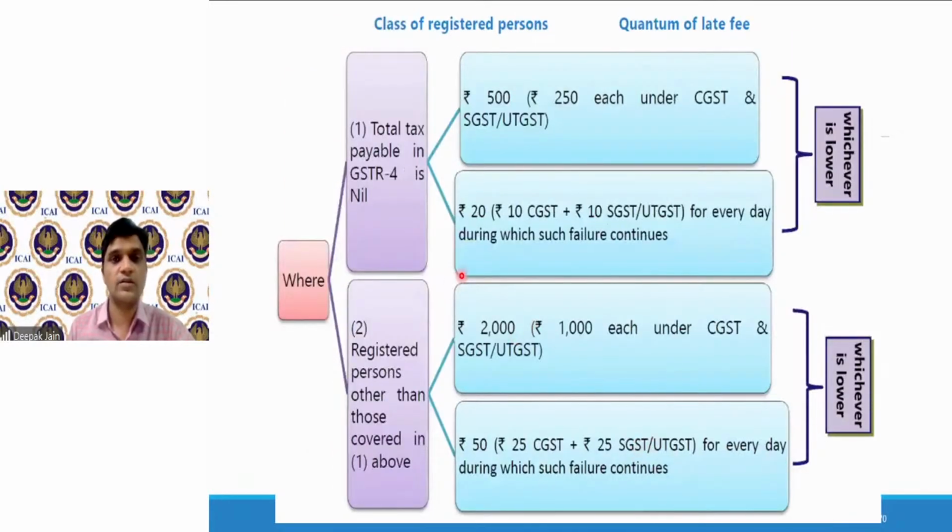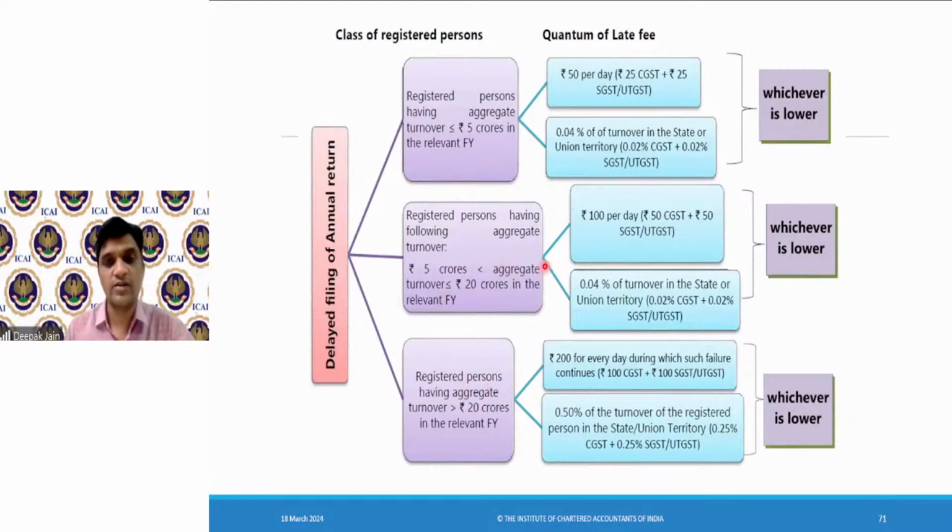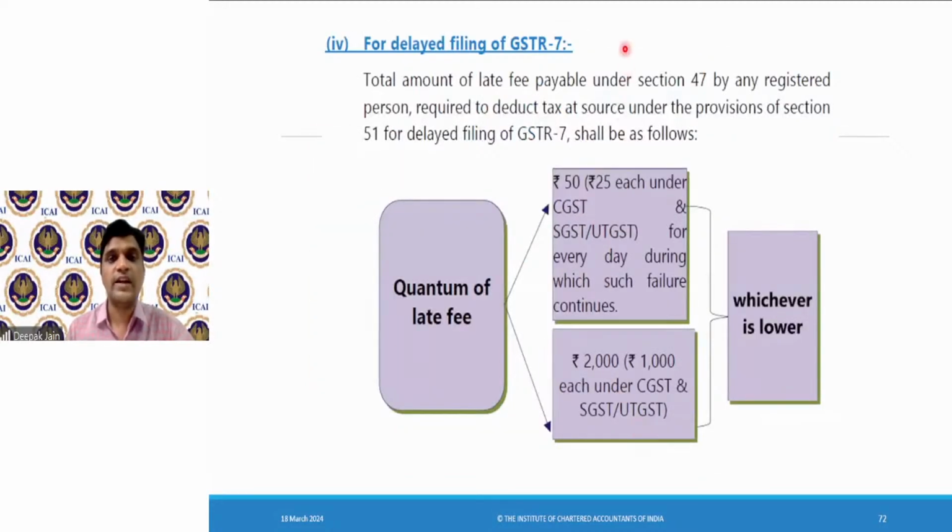Then there is delayed filing of GSTR 4. In case of GSTR 4, 500 rupees or 20 rupees. And for a registered person other than those above, it will be 2,000 or 50 rupees. Then delay in filing annual returns: 50 rupees per day or 0.04%, or 100 rupees or 0.04%, or 200 rupees or 0.5%. These are things which we have to learn, nothing to explain here. For delayed filing of GSTR 7, the amount will be 50 rupees per day or 2,000 rupees, whichever is lower, for a TDS person.